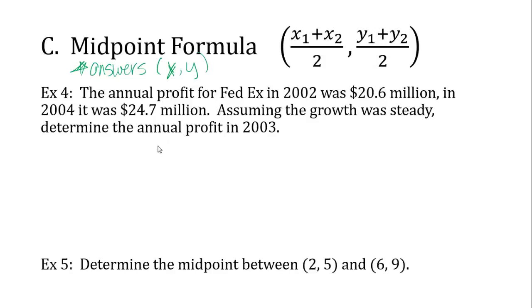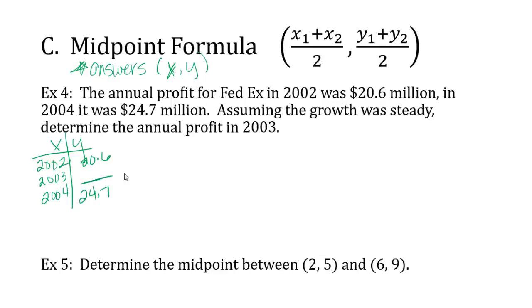They are word problems, but we can do this. The annual profit for FedEx in 2002 was $20.6 million. In 2004, it was $24.7 million. Assuming the growth was steady, determine the annual profit in 2003. What does this have to do with midpoint? Well, think of it in terms of an XY table. Okay, 2002, 2003, 2004. We know in 2002 it was $20.6 million. In 2004 it was $24.7.